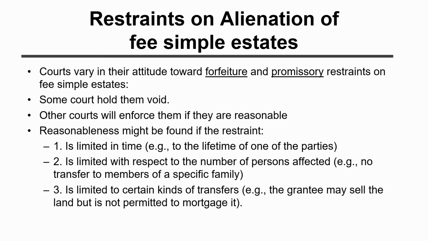Now, all of that deals with forfeiture and promissory restraints. On a disabling restraint, the story is different. Disabling restraints are always held void and unenforceable. In other words, you literally cannot take away from somebody the power to transfer their property. You can make them promise not to do it. You can take the land back from them if they do it, but you cannot withdraw from them the capacity to make a transfer of the property.